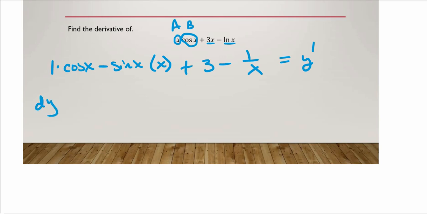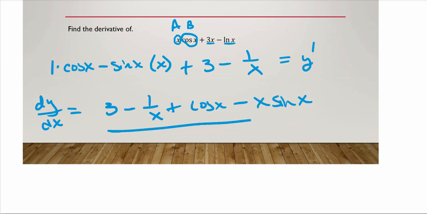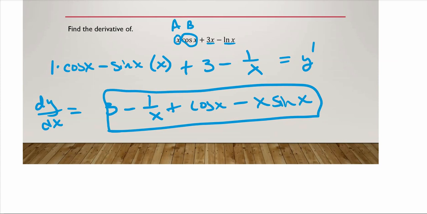So my derivative can be written as 3 minus 1 over x plus cosine of x minus x sine of x. And this function will help me find the slope of this function. Okay?